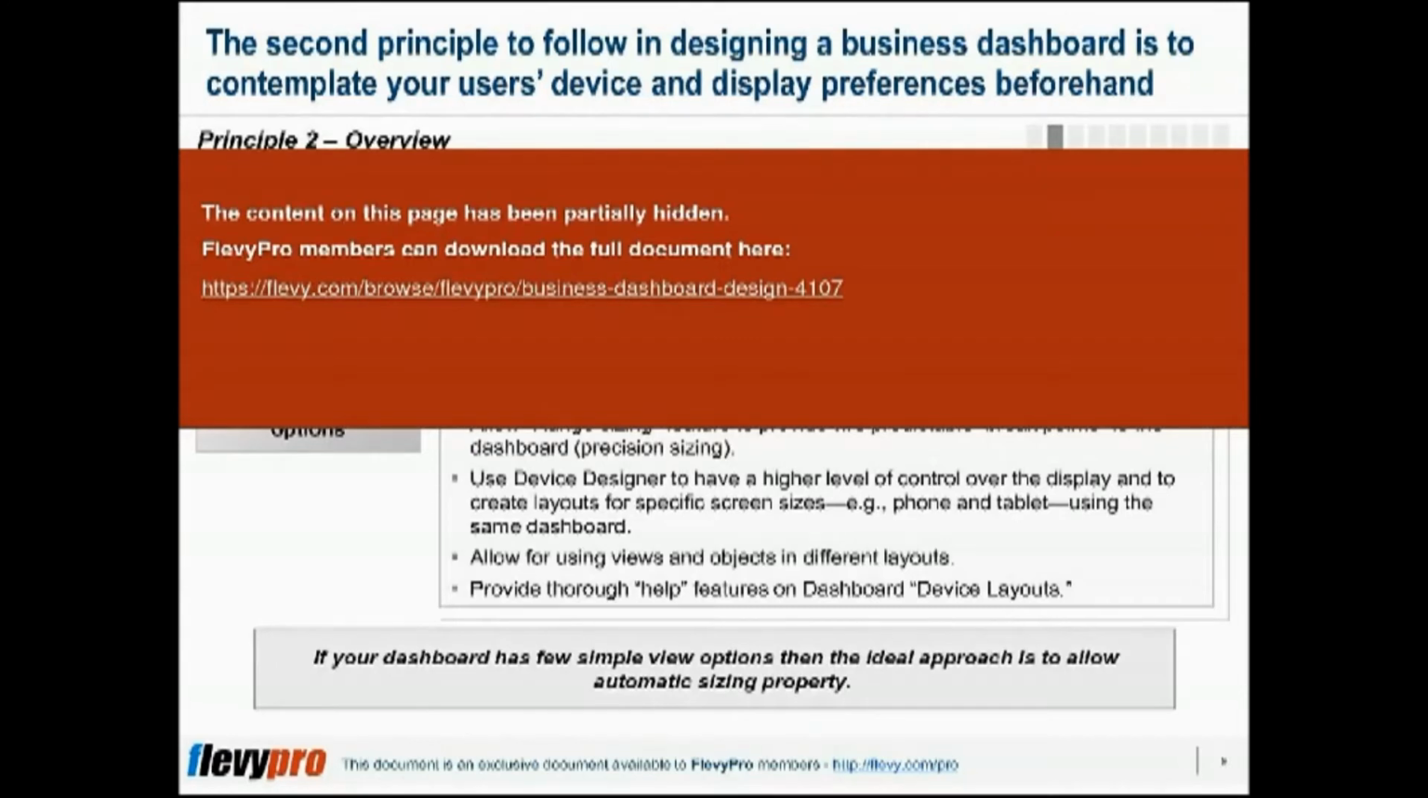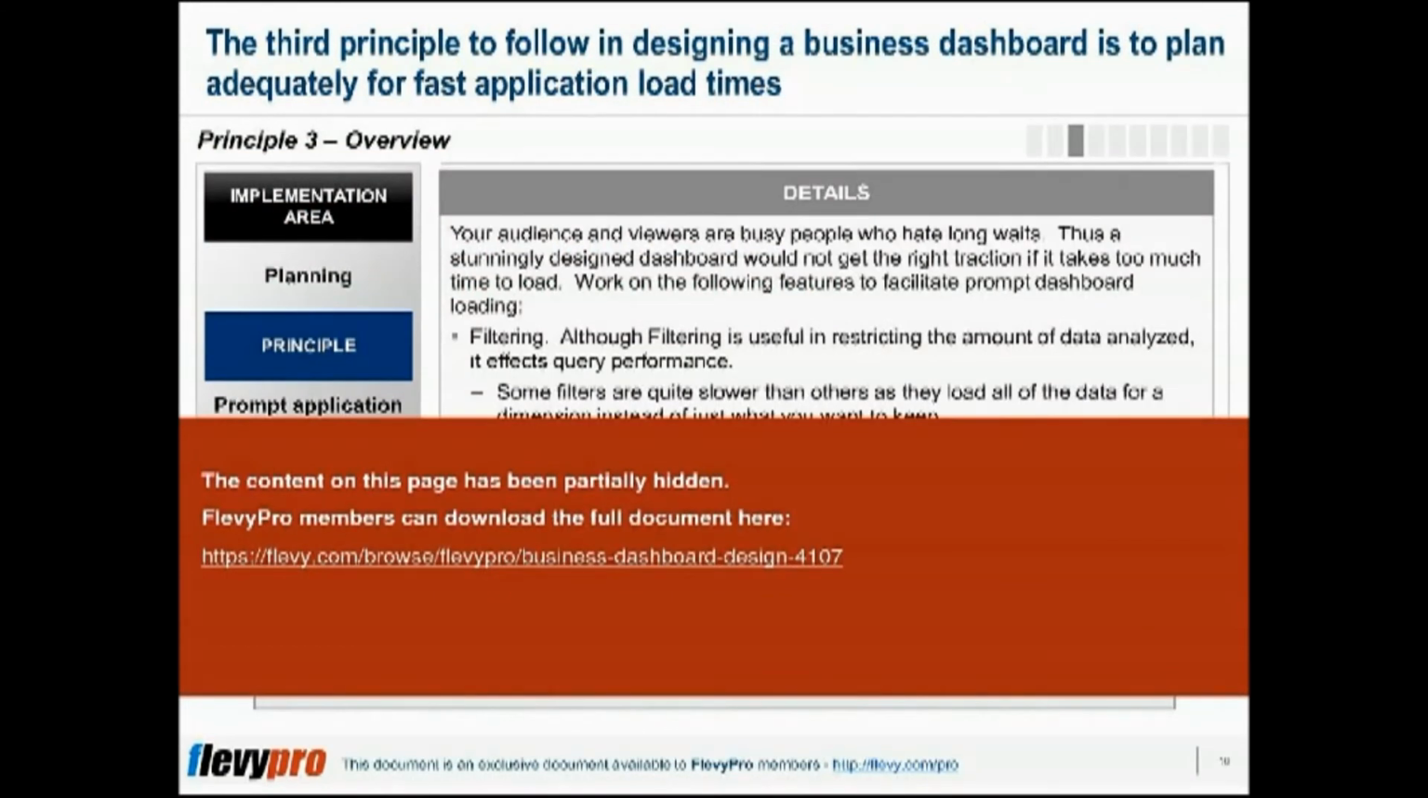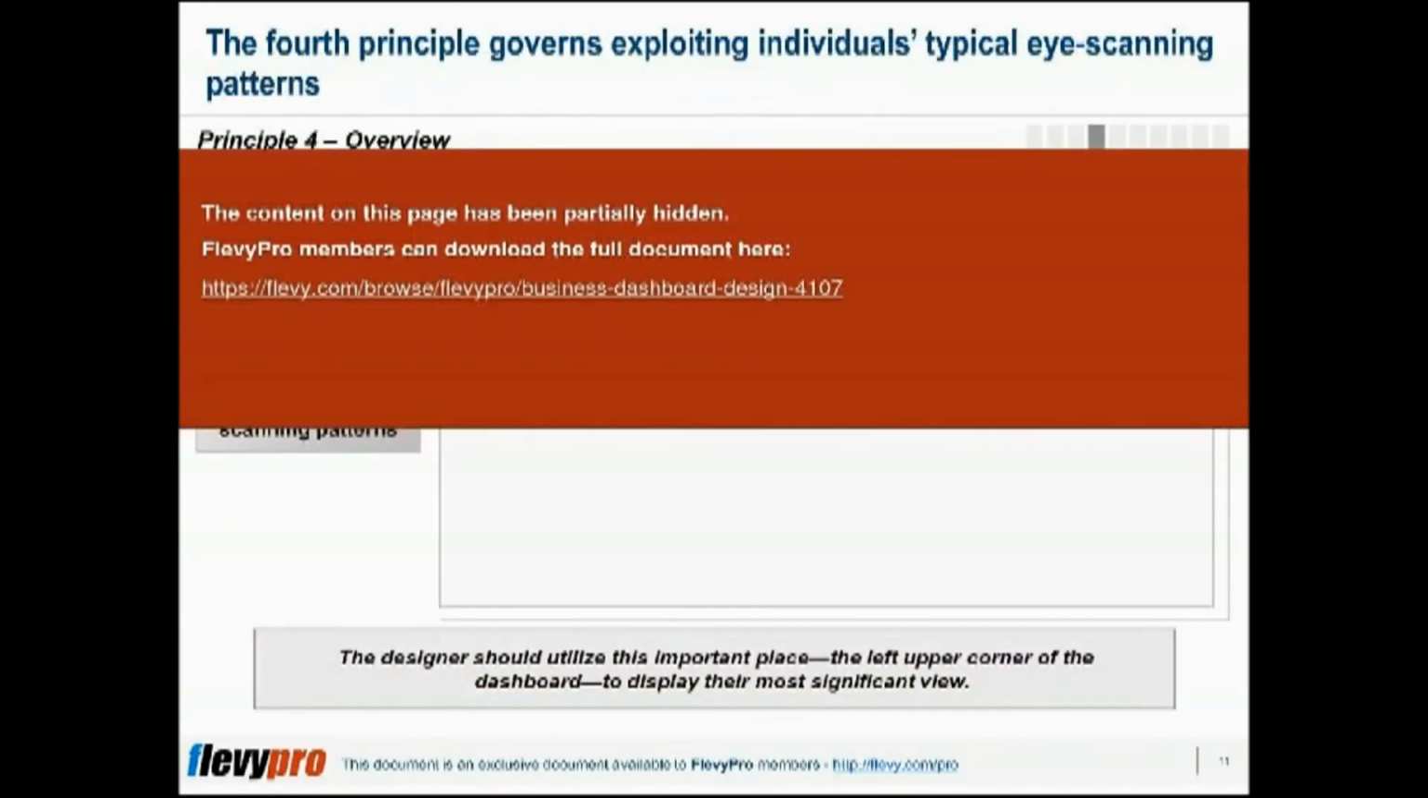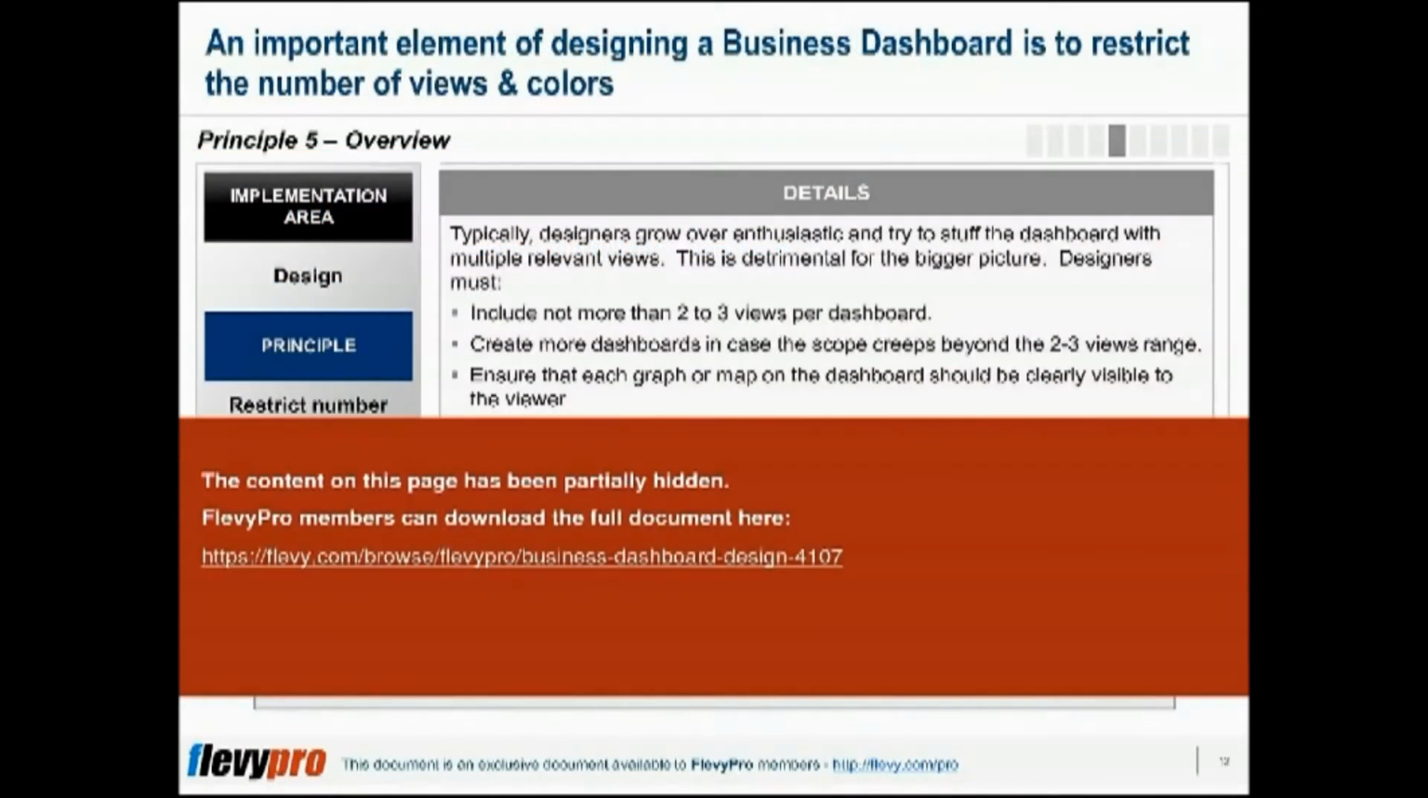Planning. Analyze your audience. Contemplate display options. Prompt application loading time. Design. Exploit eye scanning patterns. Restrict number of views and colors. Let viewers filter data. Ensure proper formatting. Refinement. Use tooltips to reinforce story. Eliminate redundancy. Review the dashboard carefully. Let's discuss the first 5 best practices for now.